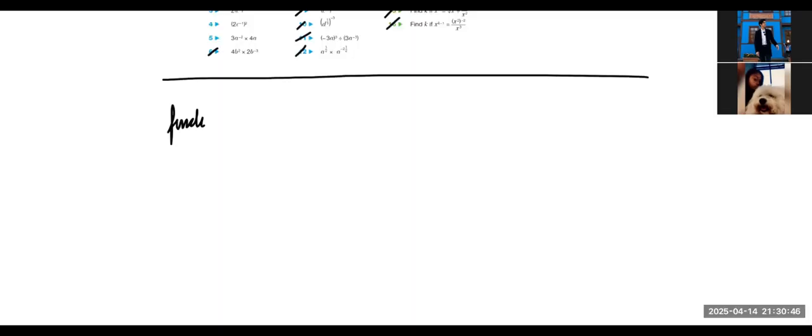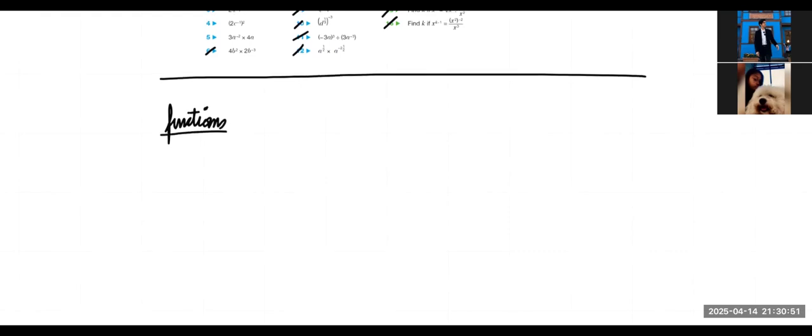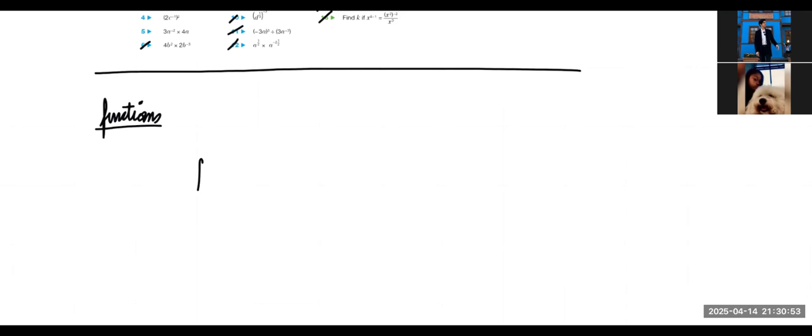Okay. So for functions, I'm only going to explain the stuff that I know you don't know. First of all, what is a function, right? Why do we need functions, by the way? Like, the thing is, when you do grown-up math, you realize that there's a problem.